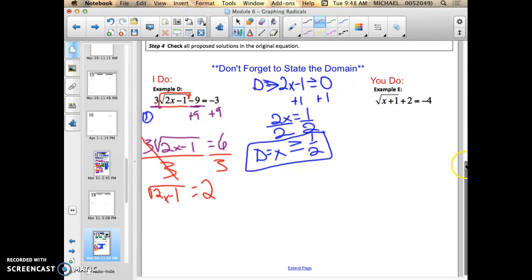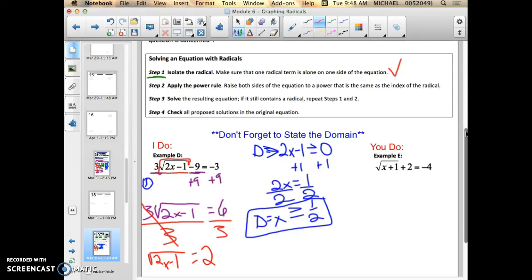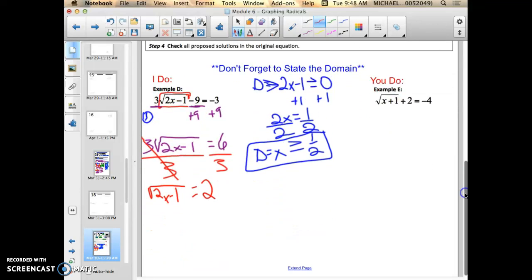Now I move on to step 2. I raise it to the power, or apply the power rule. Raise both sides of the equation to a power that is the same as the index or root of the radical. If you remember, this is a square root. It's technically a 2 right there, so I have to raise this to the power of 2. You cancel out the root of 2 and the power of 2. Whatever I do to one side, I have to do to the other. So this 2 goes away, and that radical goes away. So now I've freed up what's underneath the radical. It was stuck inside. I've canceled out the radical. It's free. I have 2x minus 1 equals 2 squared is 4.